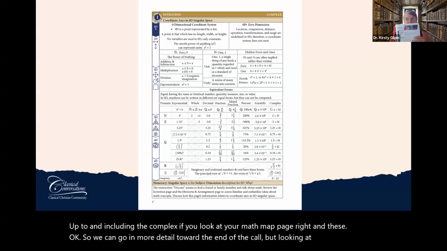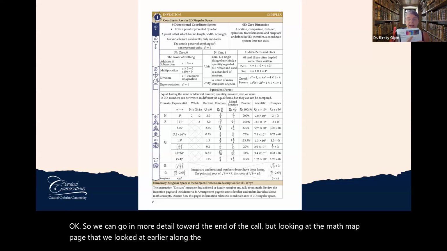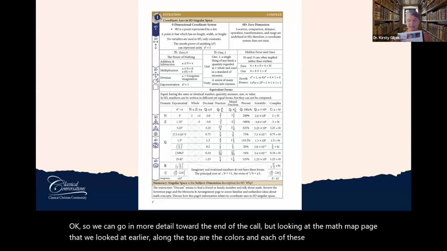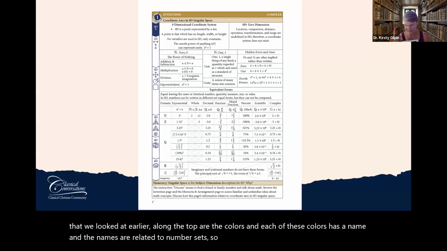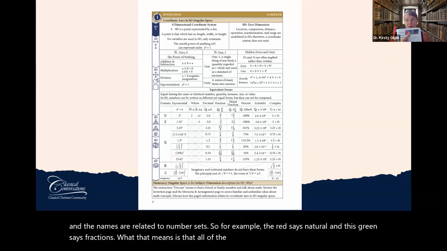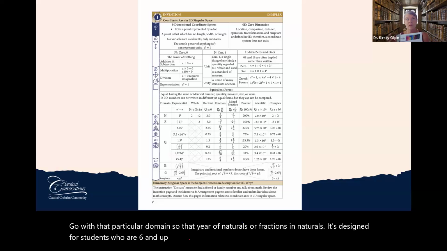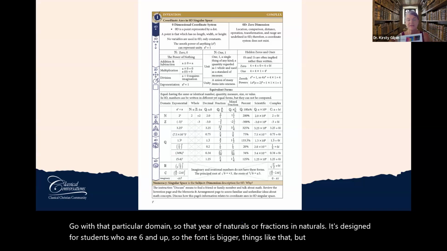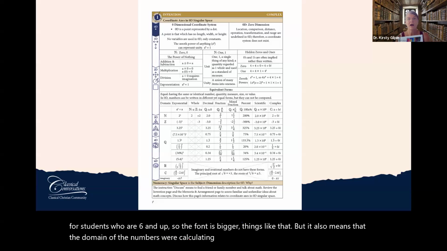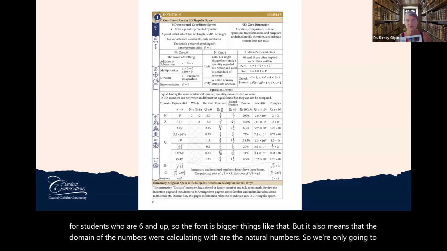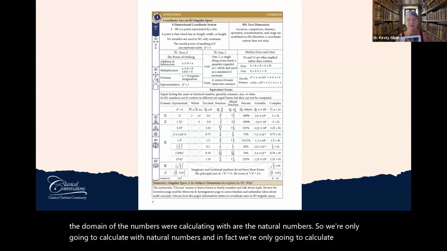Looking at the math map page that we looked at earlier, along the top are the colors, and each of these colors has a name, and the names are related to number sets. So for example, the red says natural and this green says fractions. What that means is that all of the booklets that go with that particular domain, so that year of naturals or fractions, in naturals, it's designed for students who are 6 and up. So the font is bigger, things like that. But it also means that the domain of the numbers we're calculating with are the natural numbers. So we're only going to calculate with natural numbers, and in fact only up to 99, so from 0 to 99.